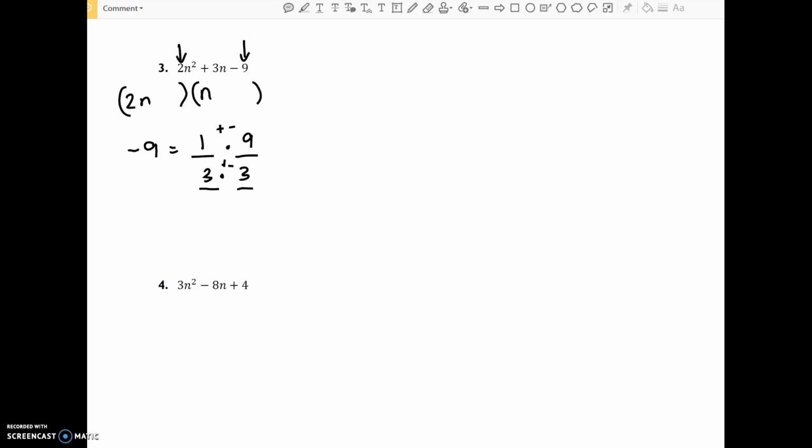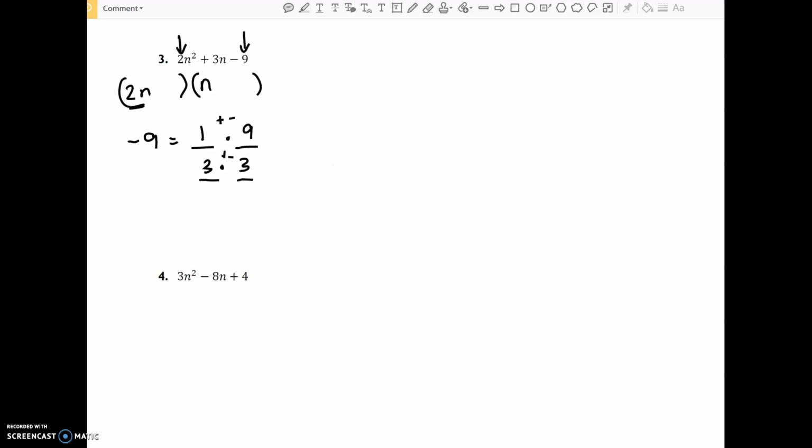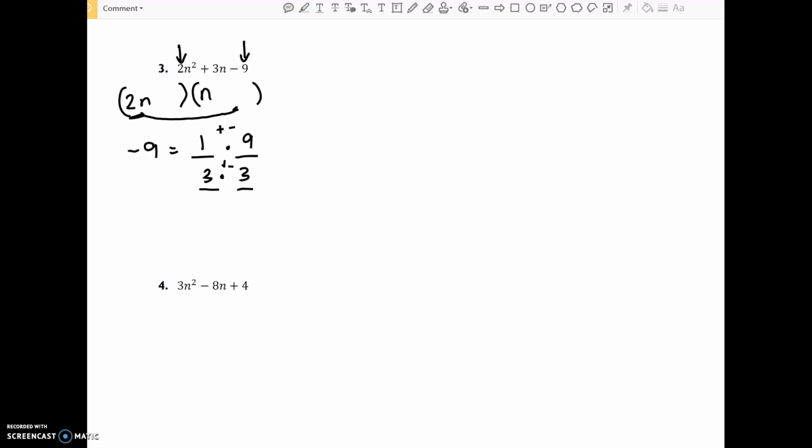Here's the thing. Now it is time for you to guess and check. And this is where being able to multiply in your head is going to make this nicer. We're going to take 2n and we're going to be multiplying it by whatever number's right there. We're going to be multiplying this n by whatever number's right there. And we have to get 3. We have to get this middle term for our 3n.